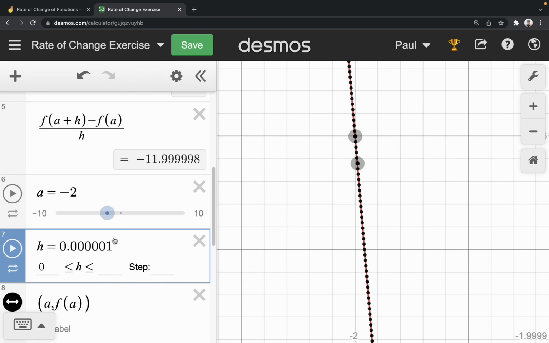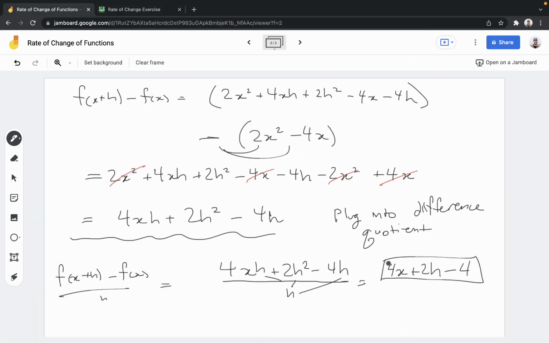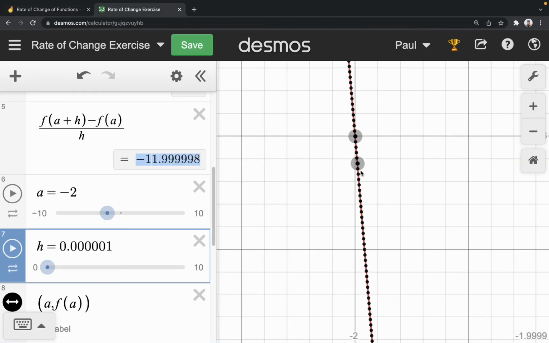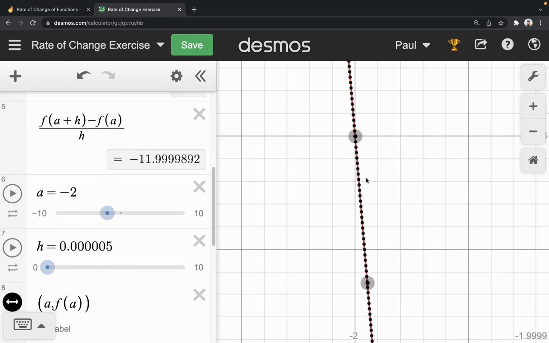When the h value is that small, the slope is pretty much -12. So if we go back here, -2 times 4 is -8. If I make h 0, that term drops away, and it's -8 minus 4 is -12. That's going to be the instantaneous rate of change, and that's something that we'll do in calculus.